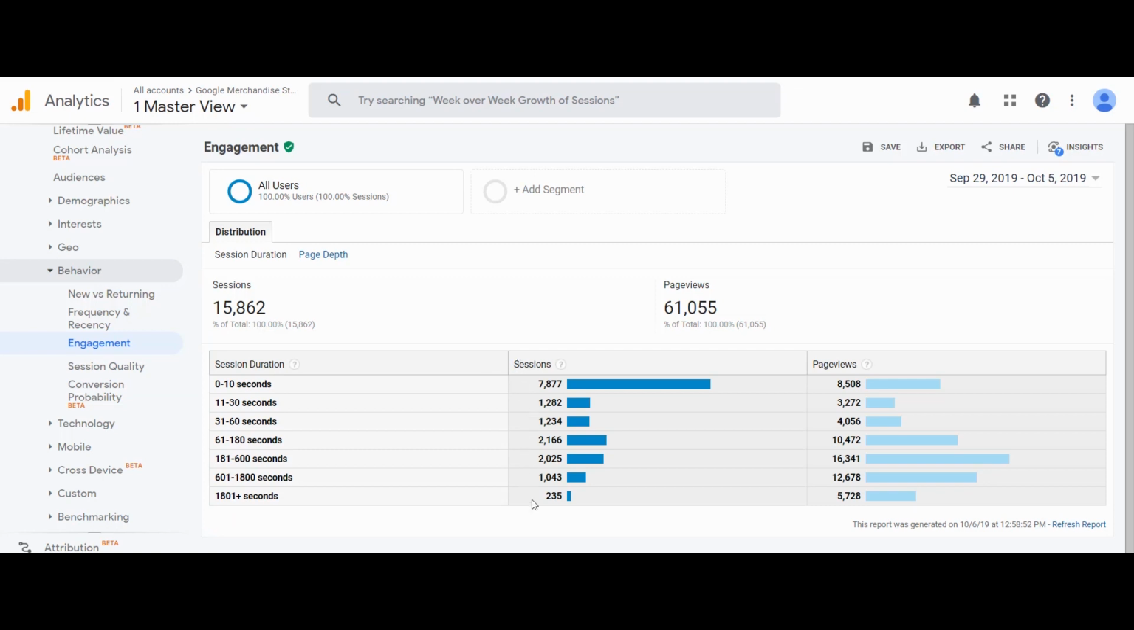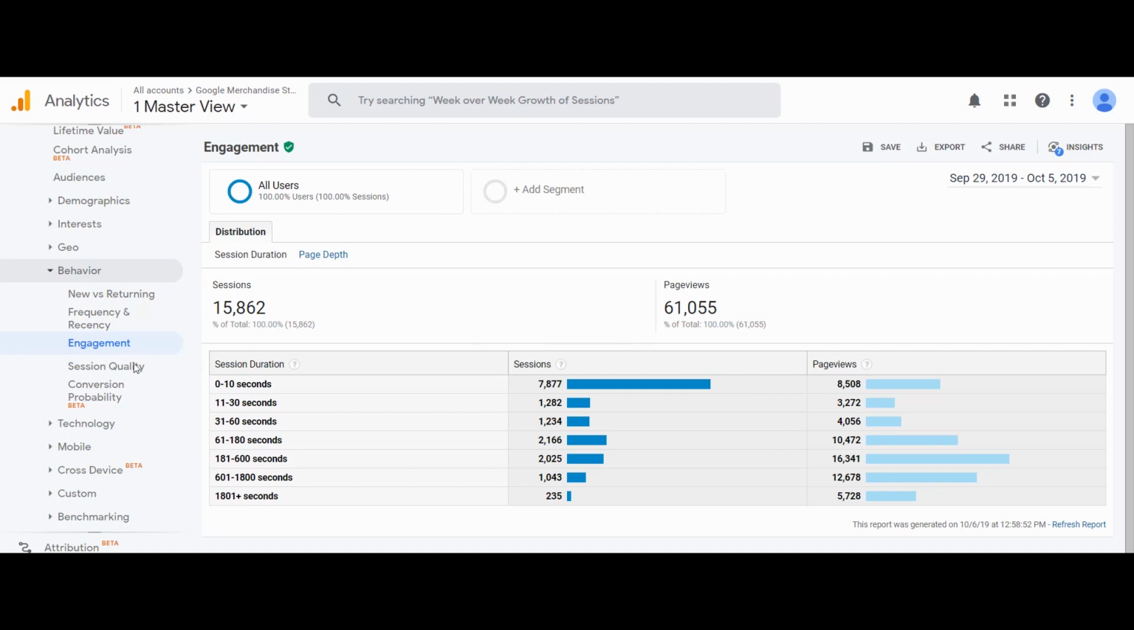We can see that the majority of the sessions are between 0 to 10 seconds intervals. Sessions between 61 to 180 and 181 to 600 seem to be the ideal here. Similarly, you can check the page view for each interval.